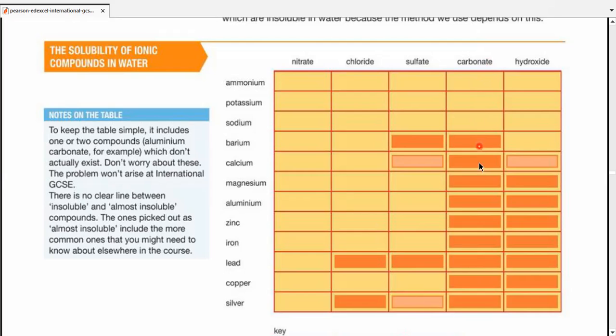Let me explain that all carbonates are insoluble except sodium, potassium, and ammonium. All hydroxides are also insoluble except ammonium, potassium, sodium, and barium hydroxide. Calcium hydroxide is slightly soluble. The rest of them are completely insoluble. So this is a good way to memorize them. Memorize them according to their columns. Don't try to memorize them according to their rows because that would make it a lot more difficult. You get the point?